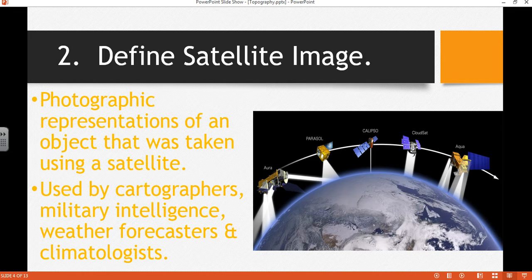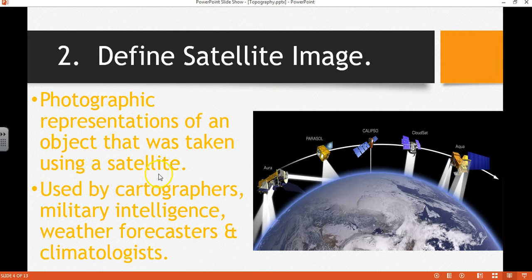So let's define a satellite image, which is a photographic representation of an object taken using a satellite. There are a lot of satellites orbiting the Earth. Some of these satellites take pictures using infrared filters. Some use visible light to take just regular photographs.